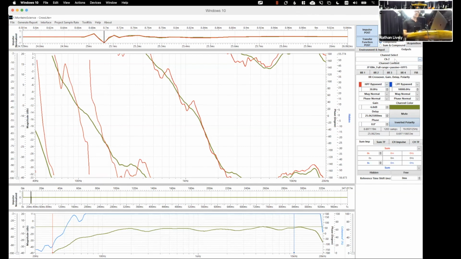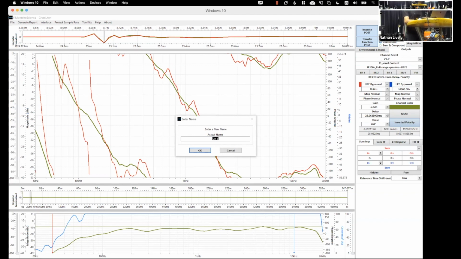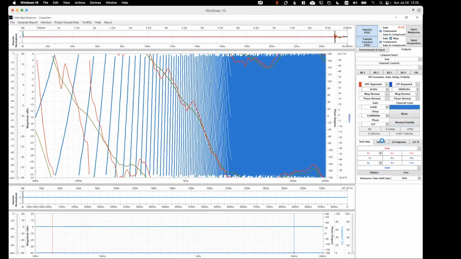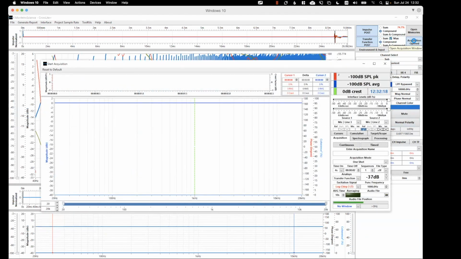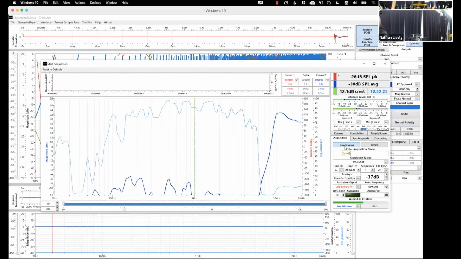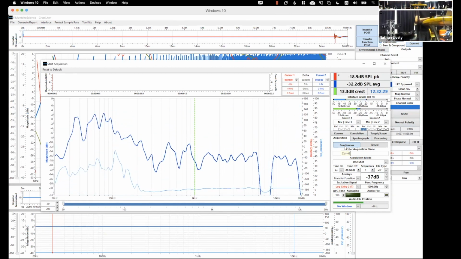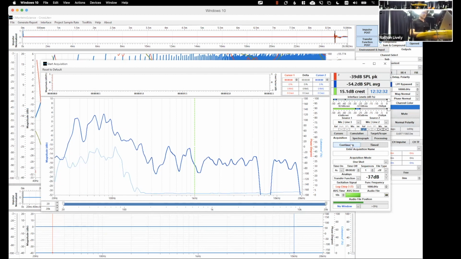Okay, so we've got main and sub information from SubAligner. Let's get our sub in here. So this is the 600E, something like that. And go.